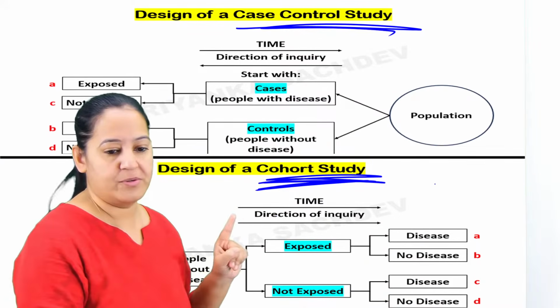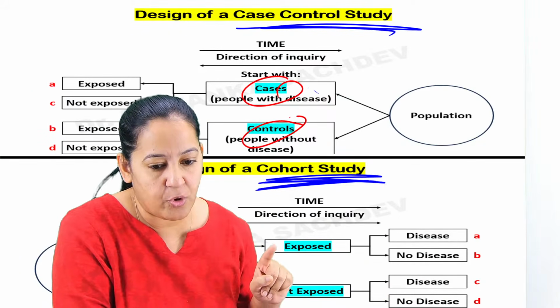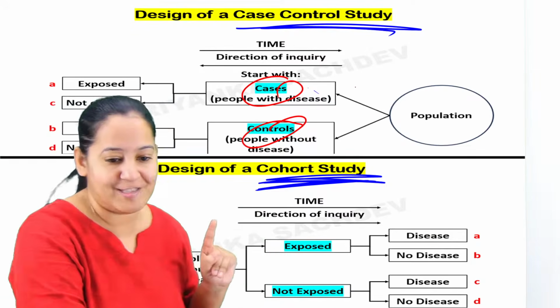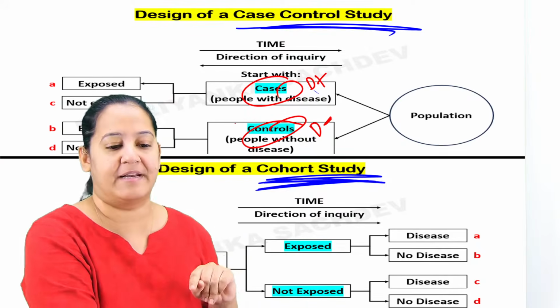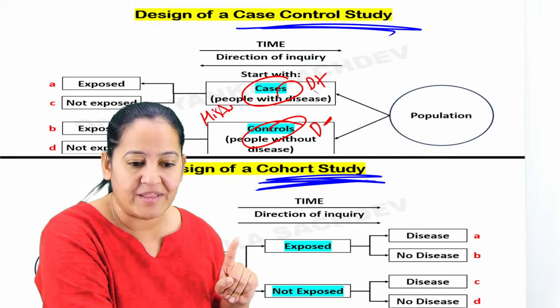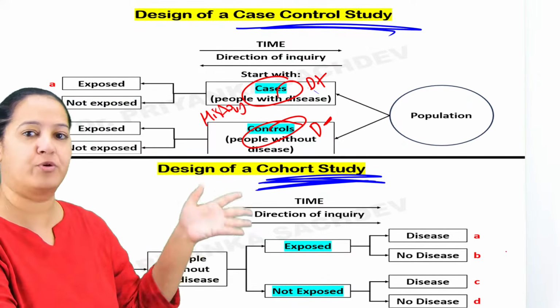So in case control study, we start with 100 cases and 100 controls. That is, we start with disease. Disease present, disease absent. 100 people with disease present, 100 people with disease absent. And we take a history and go in the past. We ask them how many of them are exposed, non-exposed.